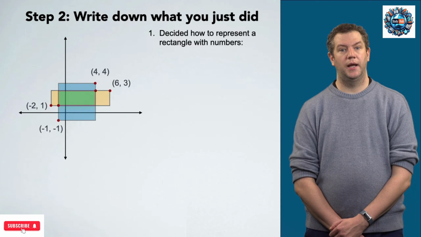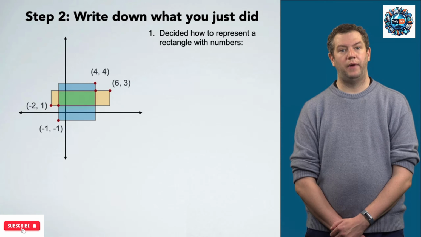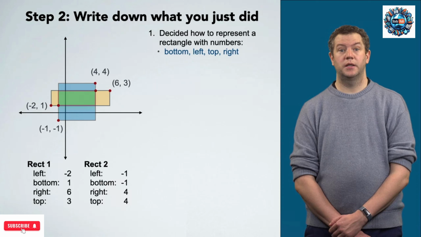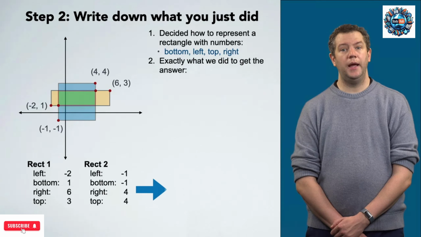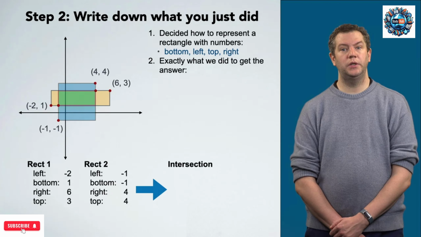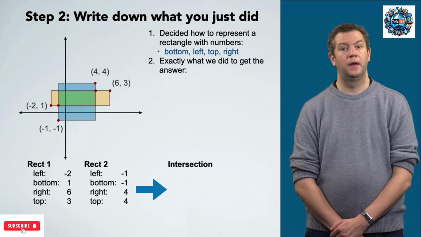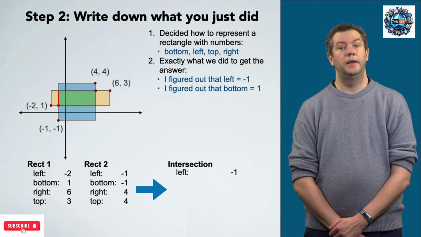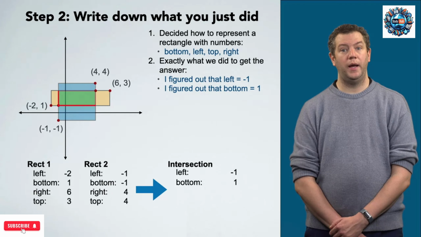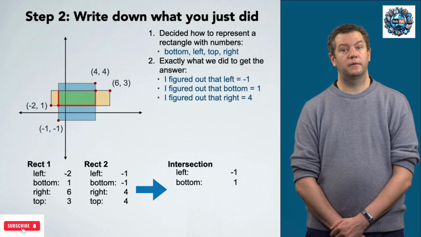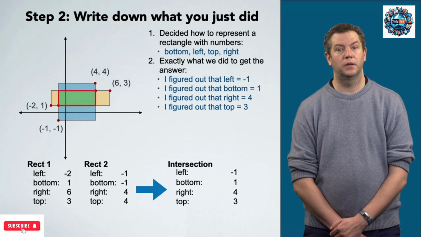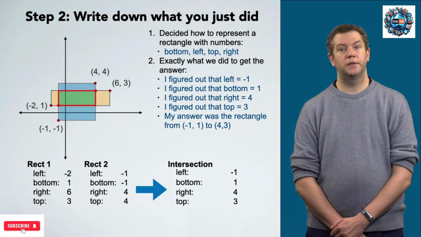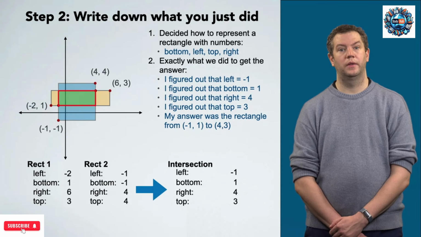The first question we should answer here is, how did we represent a rectangle as numbers? The answer is that a rectangle is 4 integers: left, bottom, right, and top. Next, we need to think about what steps we took to come up with this answer. First, I figured out that the left edge has an x-coordinate of -1. Next, I figured out that the bottom edge has a y-coordinate of 1. Then I figured out that the right edge has an x-coordinate of 4. And finally, I figured out that the top edge has a y-coordinate of 3. My answer was the rectangle -1, 1 to 4, 3.